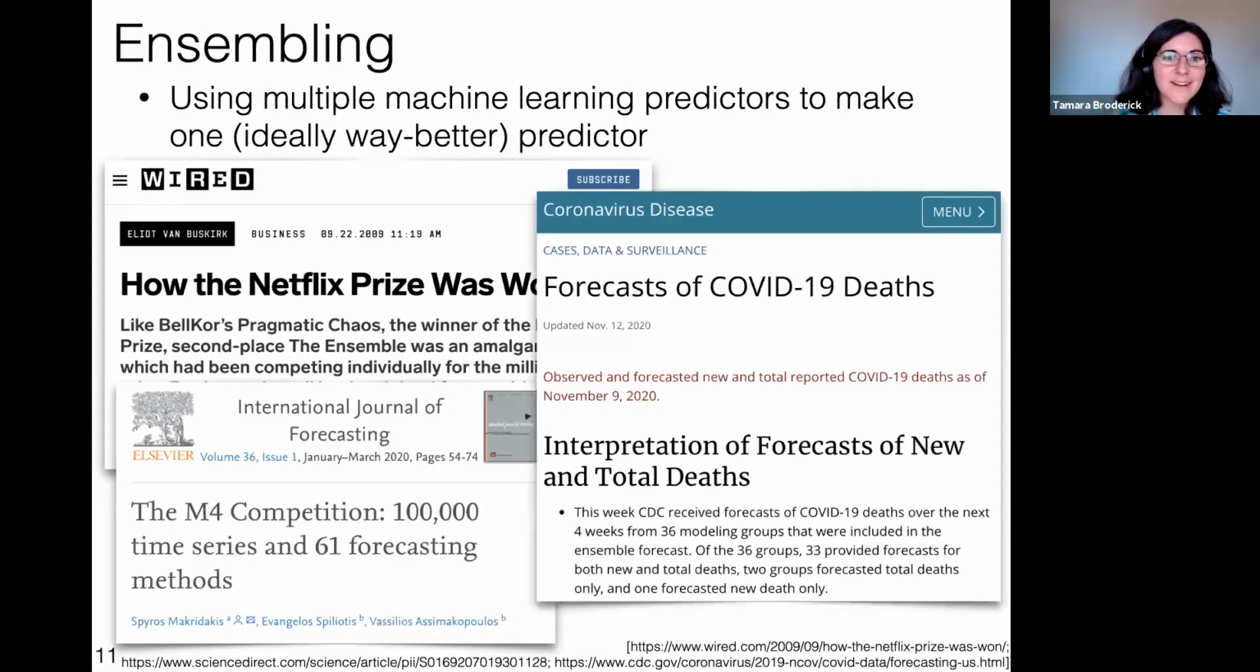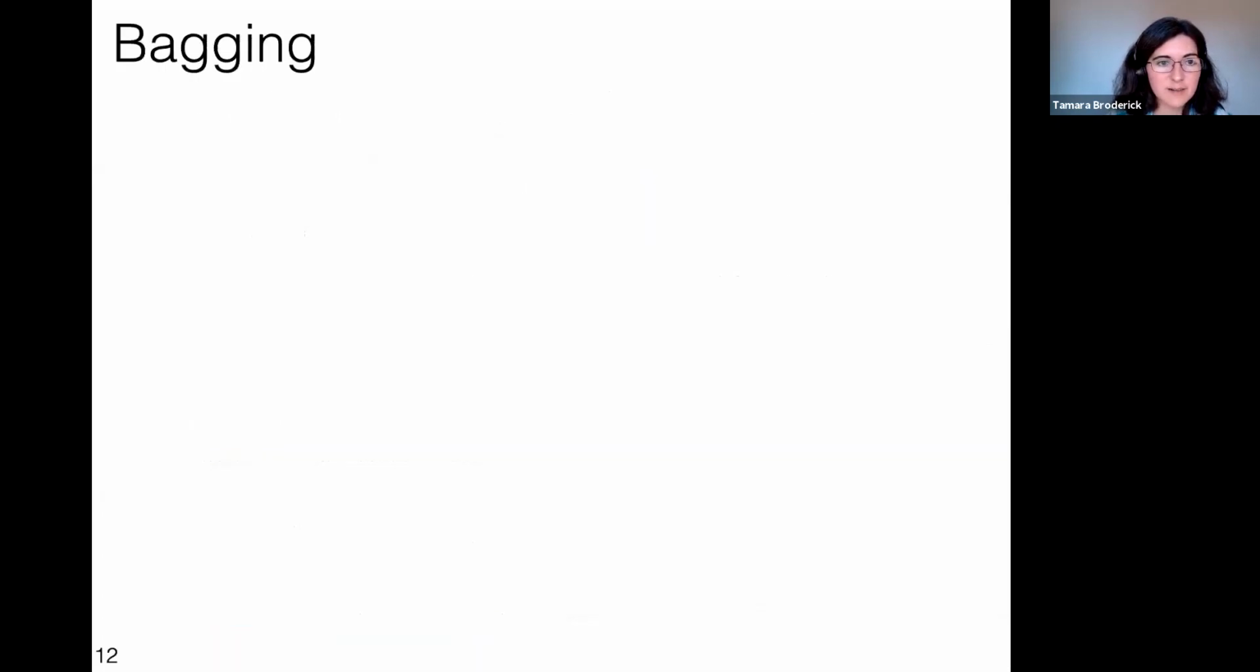And of course, it's not all just about competitions. In some sense, the point of competitions is to prepare us to do things that really matter in the real world. And if you look at the forecasts that people are using for both cases and deaths in COVID-19 right now, the CDC, for instance, is reporting an ensemble forecast. So there's just this general sense that ensembles are giving us the best predictive performance when we care about predictive performance.